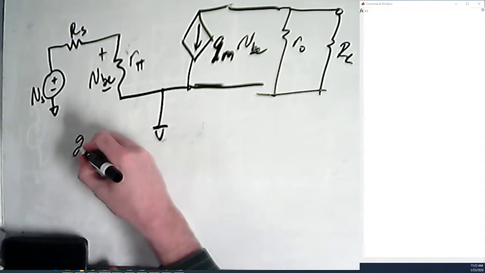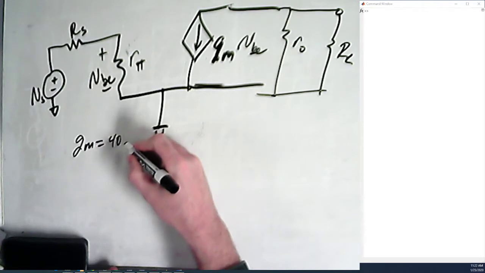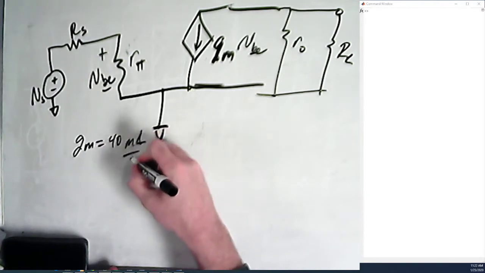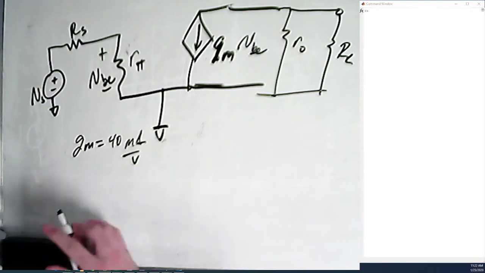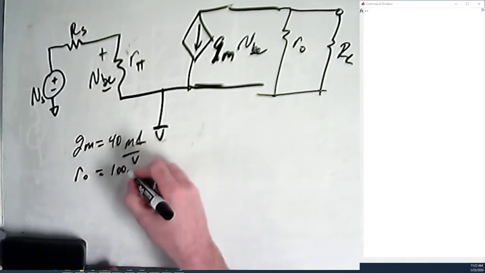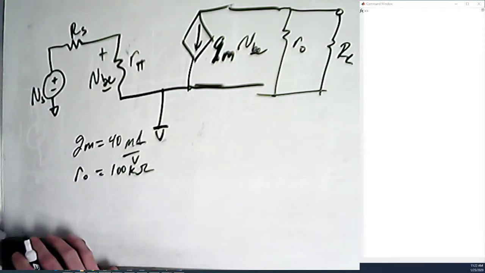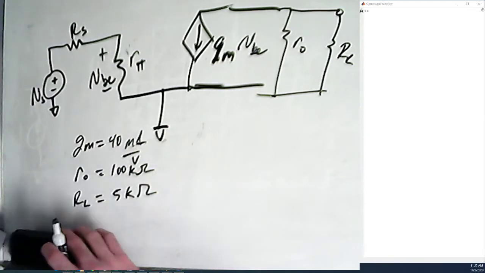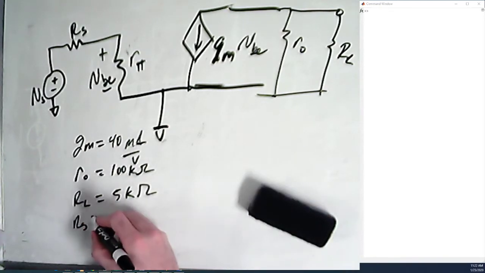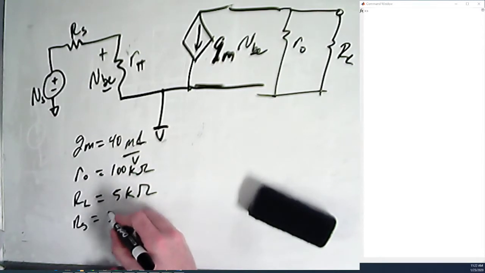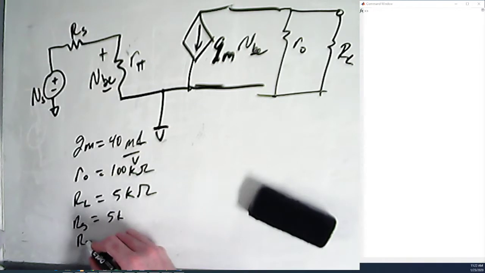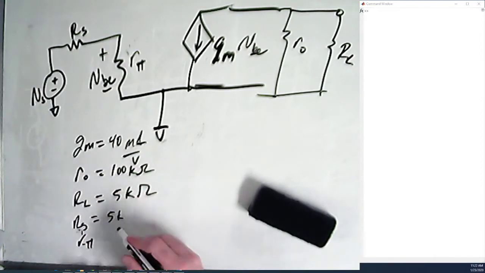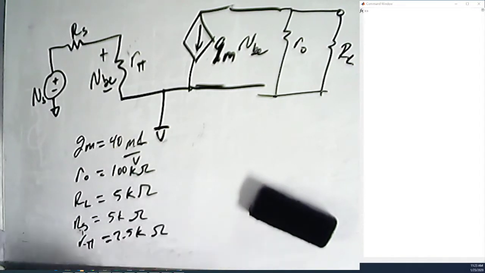And so, for example, GM is equal to 40 milliamps per volt. They've just told us that that's what that's set to. R out is equal to 100K ohms. RL is 5 kilo ohms. RS is equal to 5K. R pi, sorry, that was lowercase, is equal to 2.5K. And I think that's all we know.